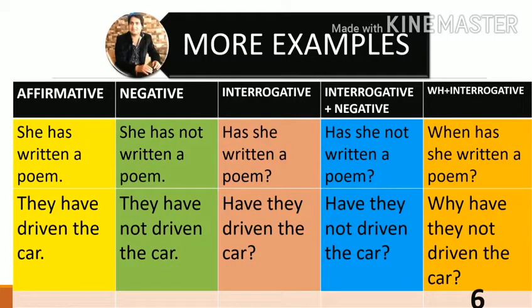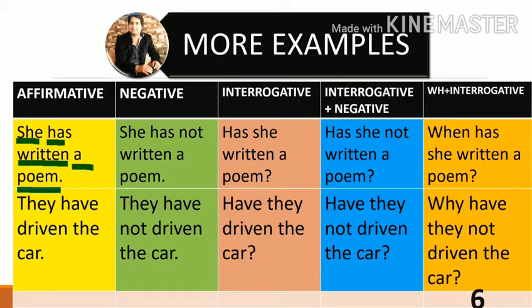Now students, let us discuss some more examples based on affirmative, negative, interrogative, interrogative negative, and one thing that is new here, that is WH plus interrogative. So first, let us come to the first example, that is affirmative. Here we have the subject she, then the helping verb has, then the third form of verb, that is written, and there is also an object, that is a poem. So this is affirmative.